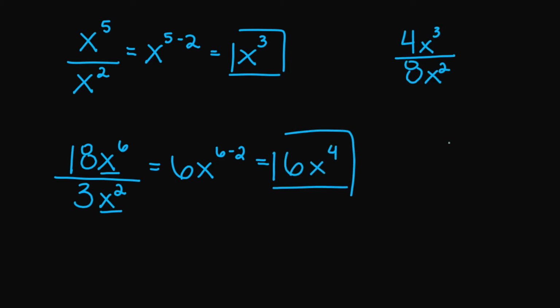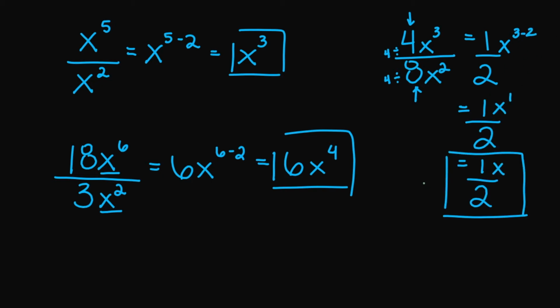4x cubed divided by 8x squared. I can simplify the 4 and the 8, and this is going to equal 1 over 2, because 4 goes into 4 one time, and then 4 goes into 8 two times. So this is going to simplify as 1 over 2. And since we're dividing with the same base, we're going to subtract our exponents. 3 minus 2 is going to equal 1. And this is your final answer.